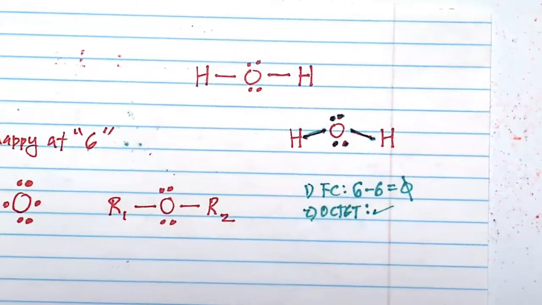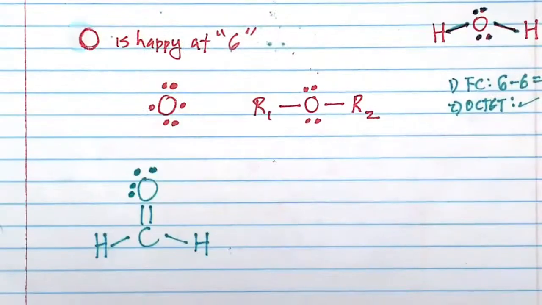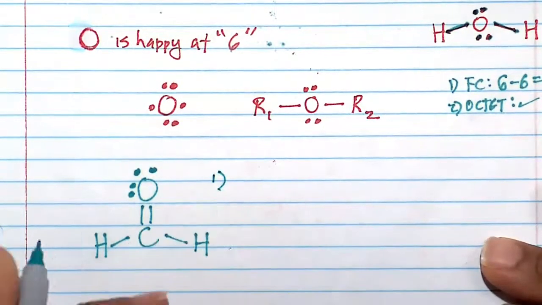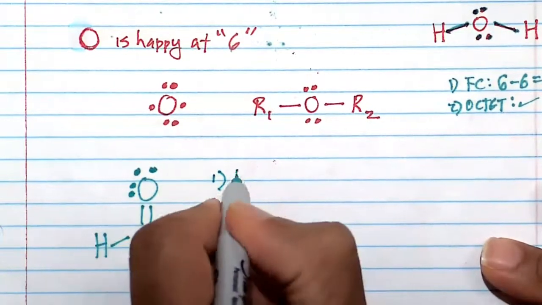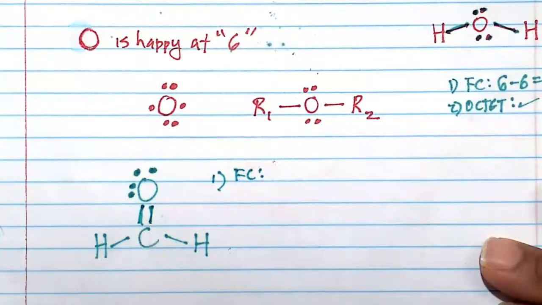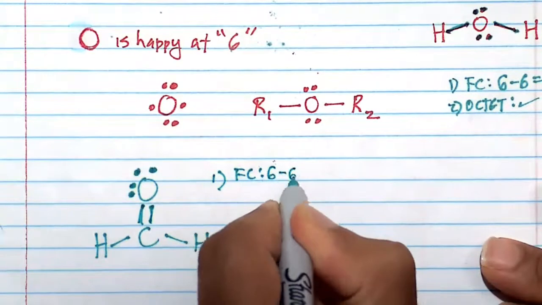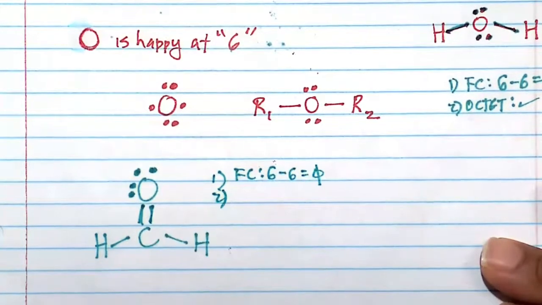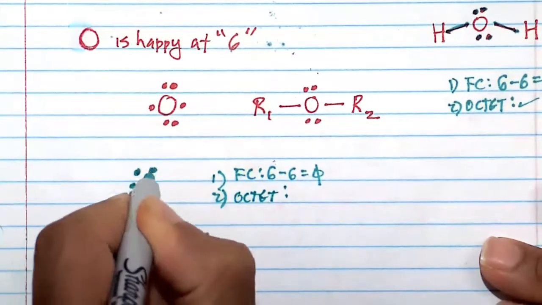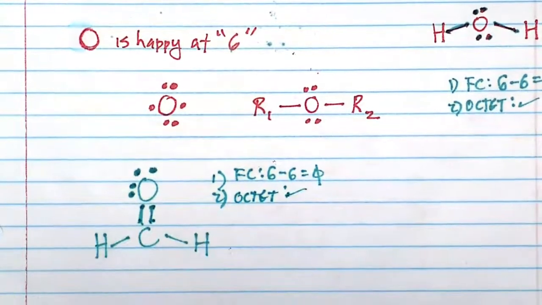Let's do another example. The other example would be formaldehyde. Looking at the structure of formaldehyde, remember we've got our 2 lone pairs, but the oxygen is forming a double bond. For this construction of formaldehyde, we want to minimize the formal charge. So let's do that consideration. We have 1, 2, 3, 4, 5, 6. Oxygen is happy at 6. 6 minus 6 is 0. All right, so that's a good place to be for the oxygen of formaldehyde. And for the octet rule, let's count everything individually. 1, 2, 3, 4, 5, 6, 7, 8. So this satisfies the octet rule.